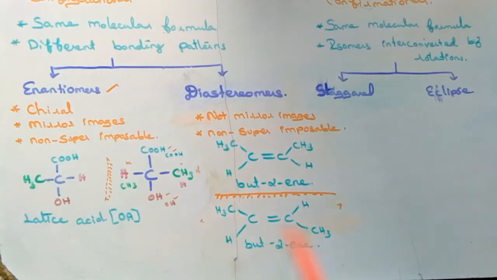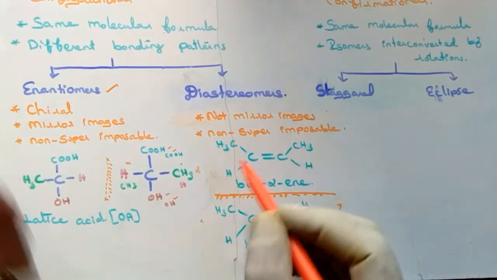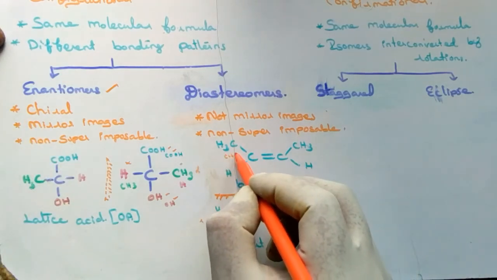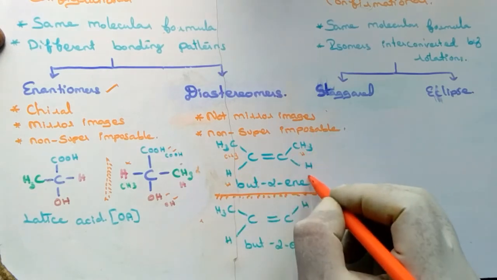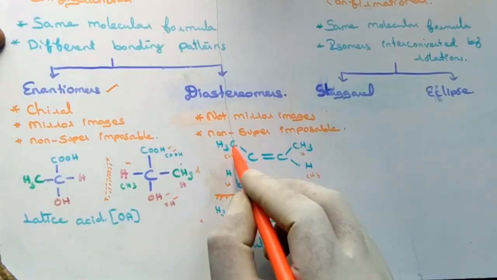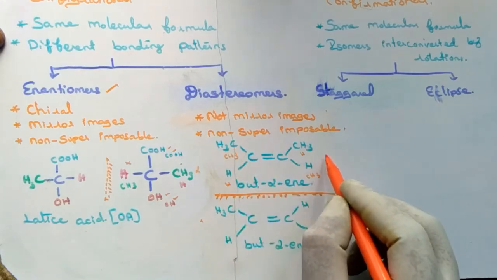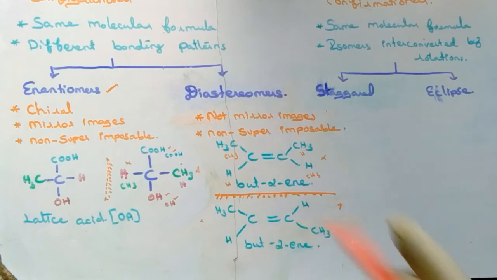Then what about the left hand side? No, they are not the mirror images of each other. If I keep the sample on the other one, on the left hand side they will be superimposed. Here CH3 will come, here hydrogen will come, but here hydrogen will come, here CH3 will come. So on the left hand side they will be superimposed, but on the right hand side they are not superimposed with each other. That's why they are called diastereomers.